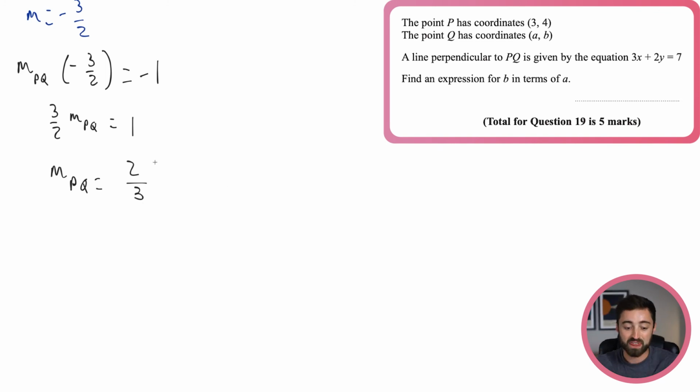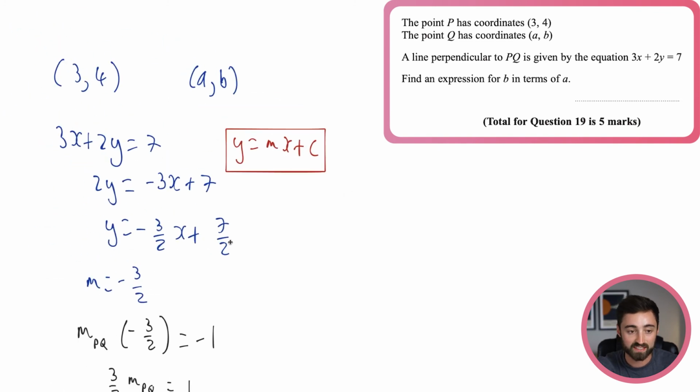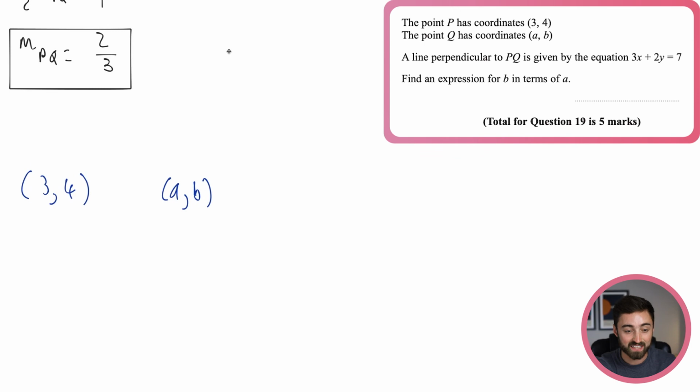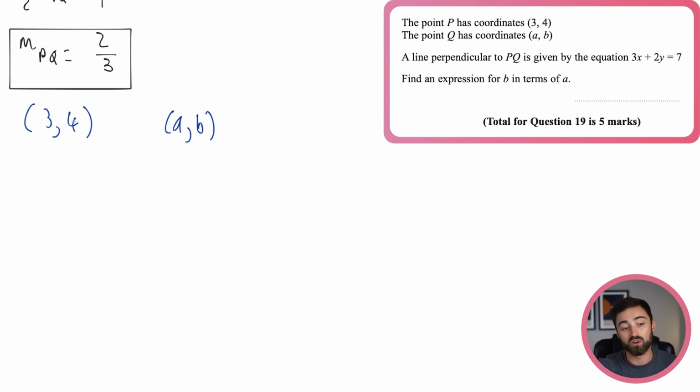Cool. So this is an important piece of information, and this is what I want to relate to this stuff here, okay? I know 2 sets of coordinates, and I know the gradient of the line that joins them. So let's imagine I didn't know that, and I said to you, give me the gradient of the line that joins these.